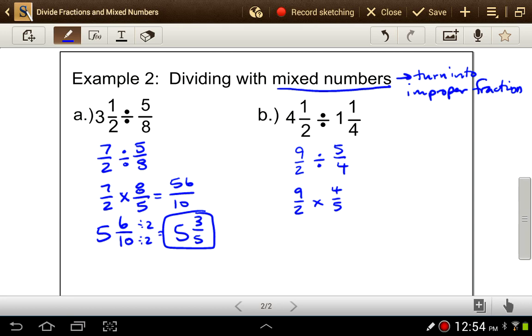Now I can multiply across. That's going to give me 36 over 10 again. So that's going to be 3 6/10, and I can simplify that to 3 3/5. So there's my answers. Okay? So remember, when you're dividing with mixed numbers, you must turn them into fractions first. Then you multiply by the reciprocal, and then you go through a simplifying process. Okay, if you need to rewatch anything, go ahead. Otherwise, have a great night.